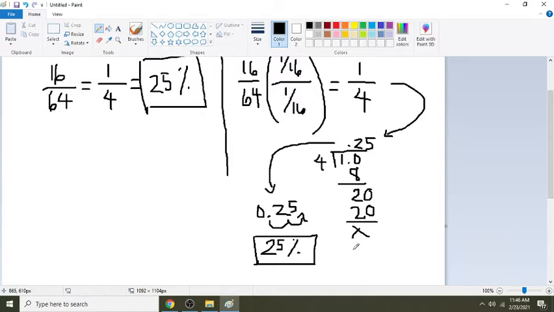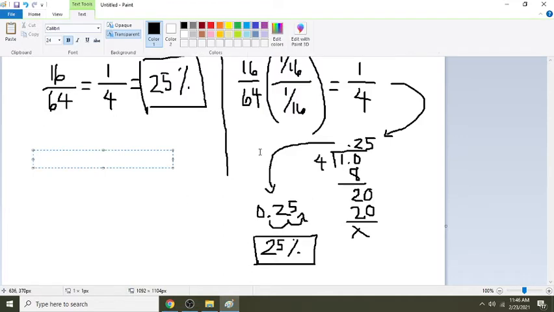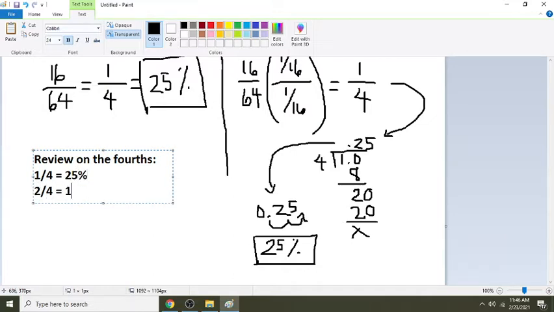Okay, let's give you a review of the fourths. We have 1/4 is equal to 25%. 2/4 is the same as 1/2, which is equal to 50%. 3/4 is equal to 75%. Of course, 4/4 is equal to 1 or 100%. That's the review on the fourths.